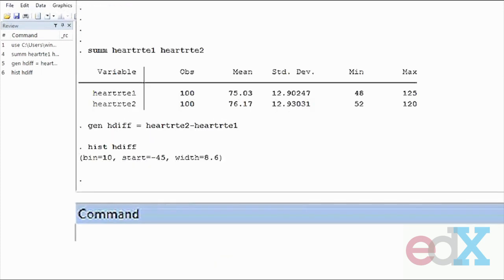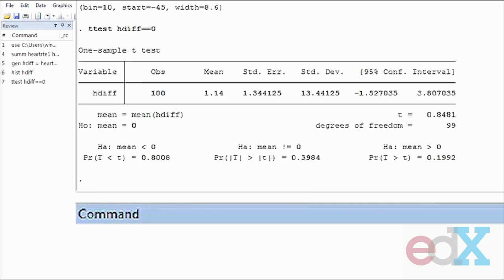And so now we're going to run a t-test. And so the command in STATA is just simply ttest. So type in the following command. So the command we used is ttest HDiff double equal sign. Remember, put the double equal sign, or STATA will give you an error, equals 0. And as you can see, now we get some summary statistics out of 100 observations. The mean difference was 1.14 with a standard error of 1.3.